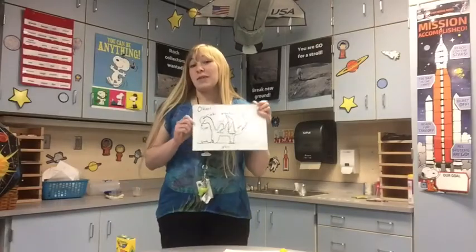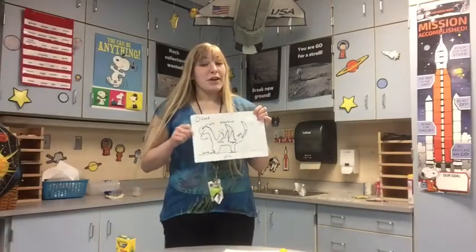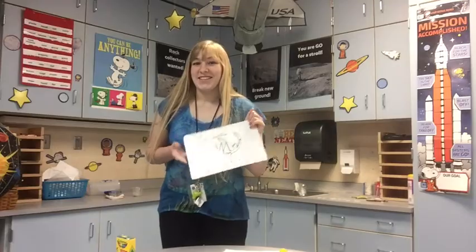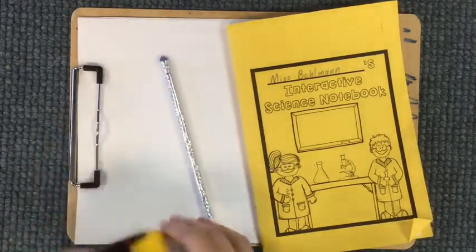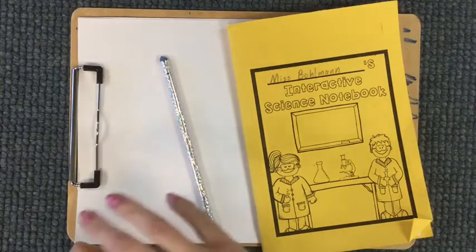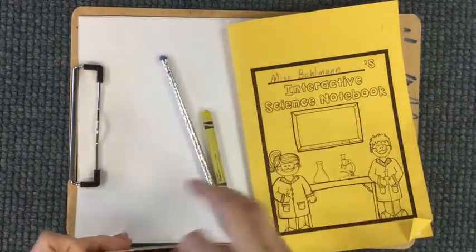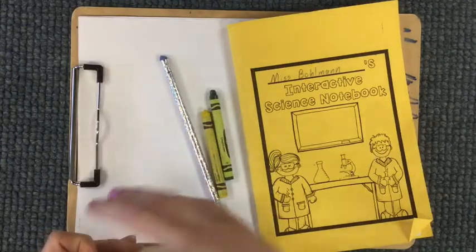Now I'm going to show you how to make the Landform Dinosaur. Grab your crayons and your paper and let's get started. Okay, the first thing you need is a pencil. Then you're going to need blue, yellow, and green crayons. I have yellow, I have green, I have blue.